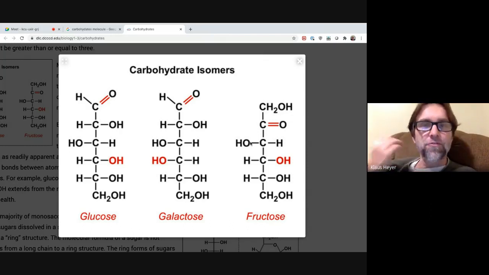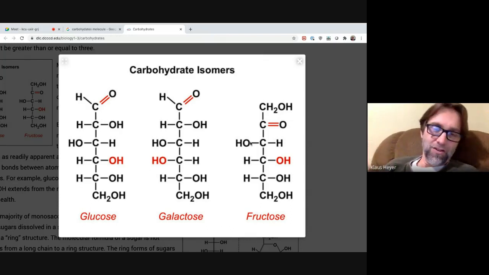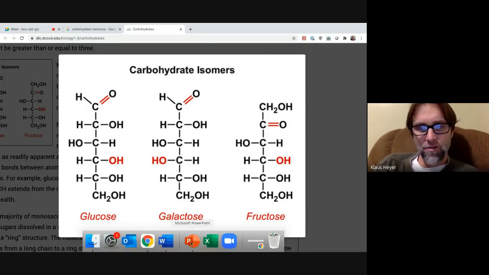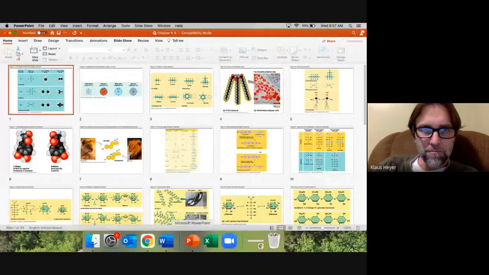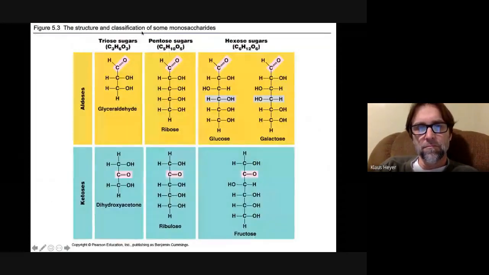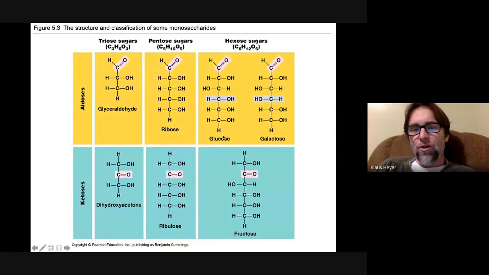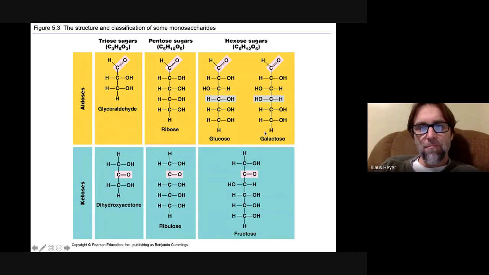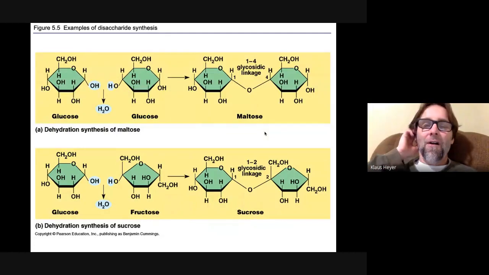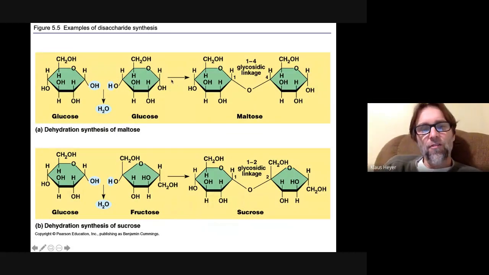So now it's a different sugar. That's actually table sugar. That's what regular table sugar is. It's called sucrose. So let me go back to the PowerPoint. Show you the disaccharides. So glucose, fructose, galactose, right? And I'm going to start putting them together to make disaccharides.